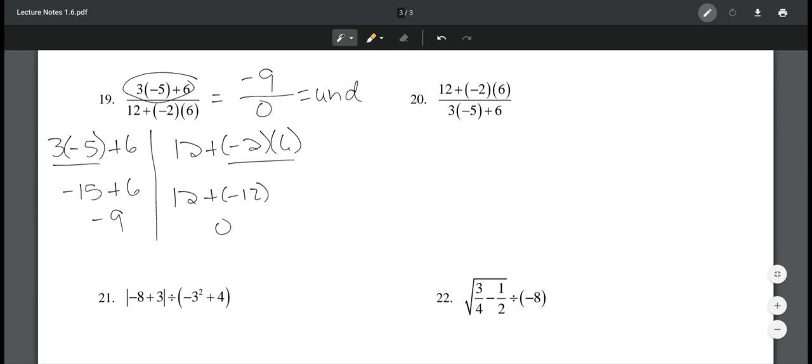In the second problem, if you notice, the second problem is the same. Number 20 is almost the same as number 19, so I'm not going to go through all of it again. So across the top, I'm going to get 12 plus negative 12, and that gives me 0 on the top. On the bottom, I get negative 15 plus 6, which is negative 9. Notice that it's just number 19 flipped, but the outcome is 0. It is okay to have 0 in the top of your fraction. You just cannot have it in the bottom of the fraction.